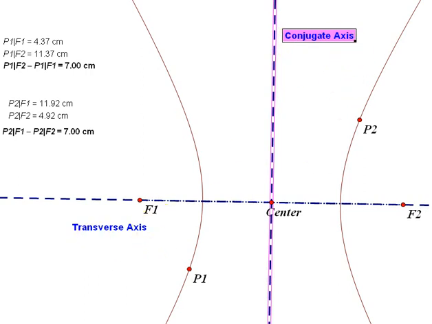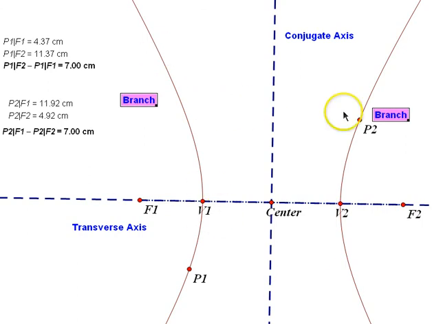And like an ellipse, we have vertices of the hyperbola, and those vertices are found where the transverse axis intersects the hyperbola. So this is vertex 1, this is vertex 2. Okay? I know that's a lot of information. Different from a parabola or an ellipse or a circle, a hyperbola is broken up into 2 pieces, and we call these 2 pieces branches. So we have a left branch and a right branch.